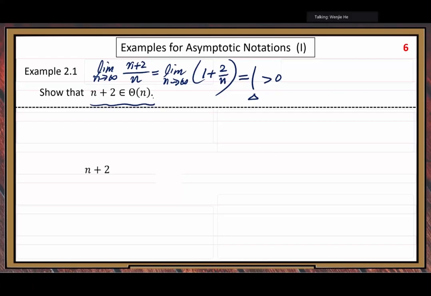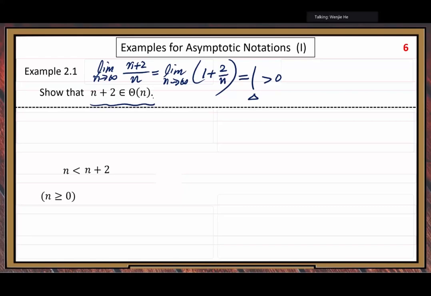Our f function. Now we need to find the upper bound, lower bound, C1, C2. First, let's look at the lower bound. N squared is greater than N. Easy to see that, right? So this N is a constant multiple of N, 1 times N. So we find the lower bound.